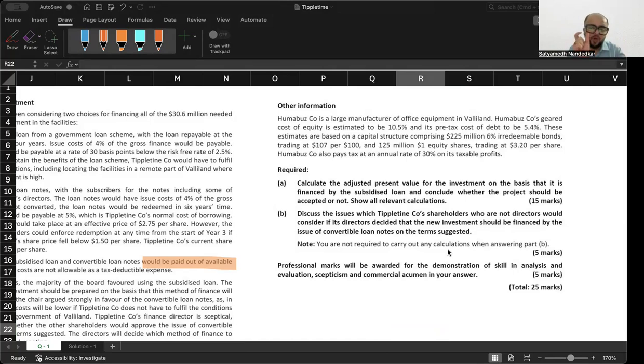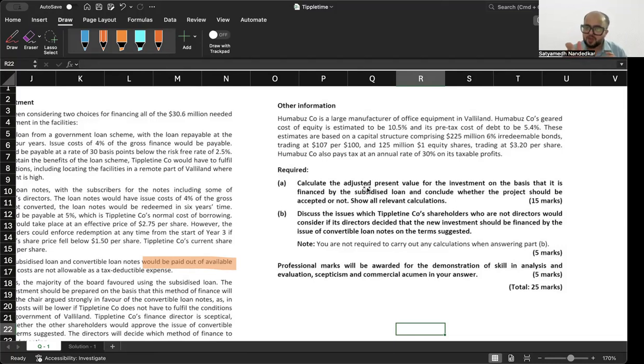But what kind of a company is this? If you observe, 10.5 is cost of equity. But Humabu's company is a geared company. It has some equity and it has some debt. Now, when you are calculating the base case NPV, you need to use the cost of equity for purposes of discounting. And this cost of equity has to be of an ungeared firm. Correct. This cost of equity has to be that of an ungeared firm.